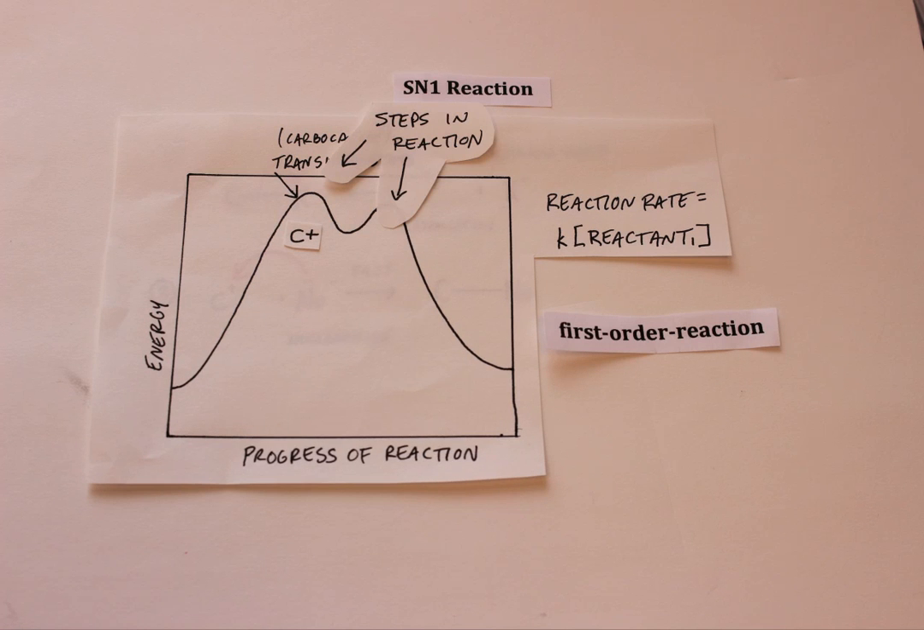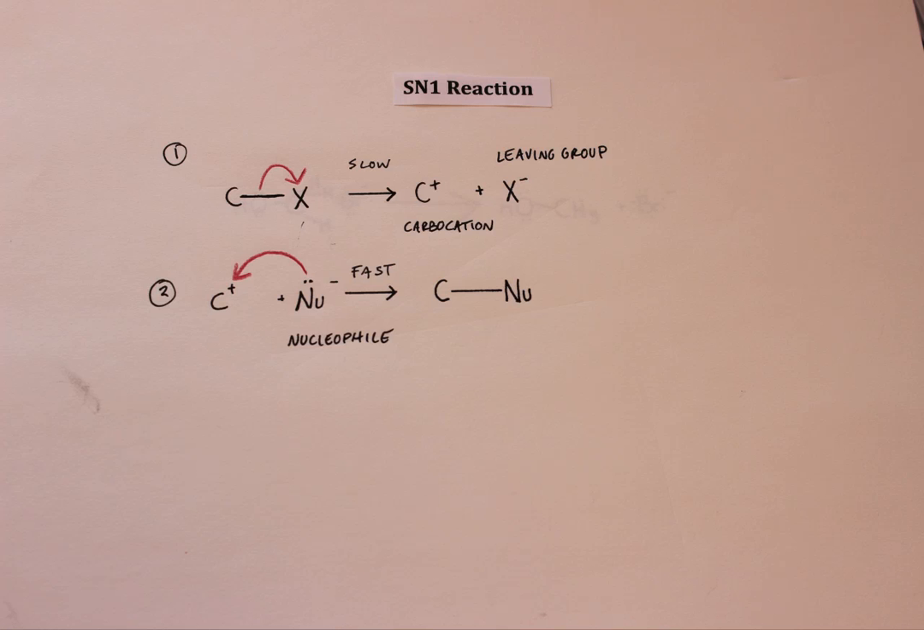The general mechanism proceeds as follows. Step 1. The carbon passes its shared electrons to the leaving group, forming a positive carbon ion and a negatively charged leaving group. Step 2. A nucleophile attacks the positively charged carbon ion, bonding with it.